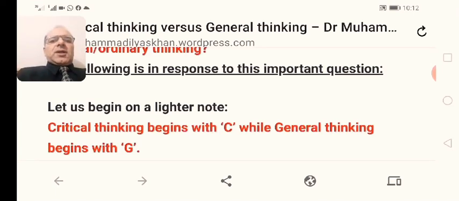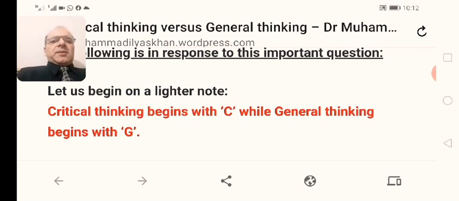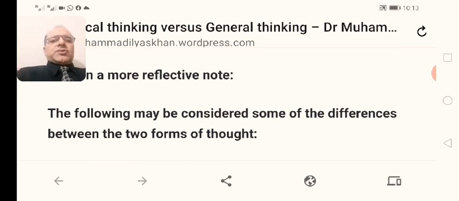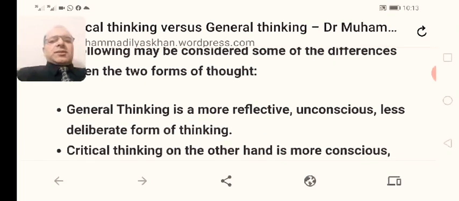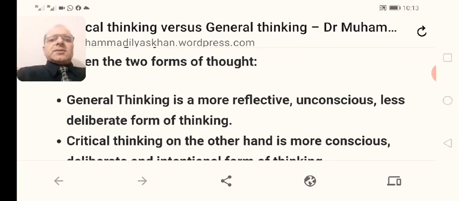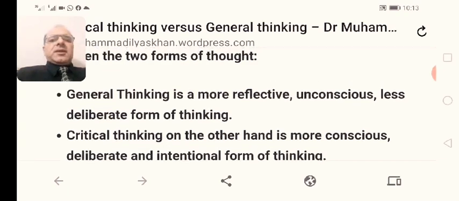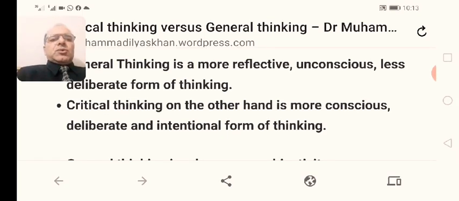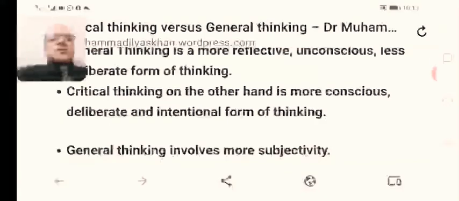So let us begin on a lighter note. Critical thinking begins with C, while general thinking begins with G. Isn't that a difference? Yes, that's a difference. Now, on a more serious note, on a more reflective note, the following are some of the ways in which general thinking is different from critical thinking. The first thing is that general thinking is a more reflective, unconscious, less deliberate form of thinking, while critical thinking, on the other hand, is more conscious, deliberate, and intentional form of thinking.